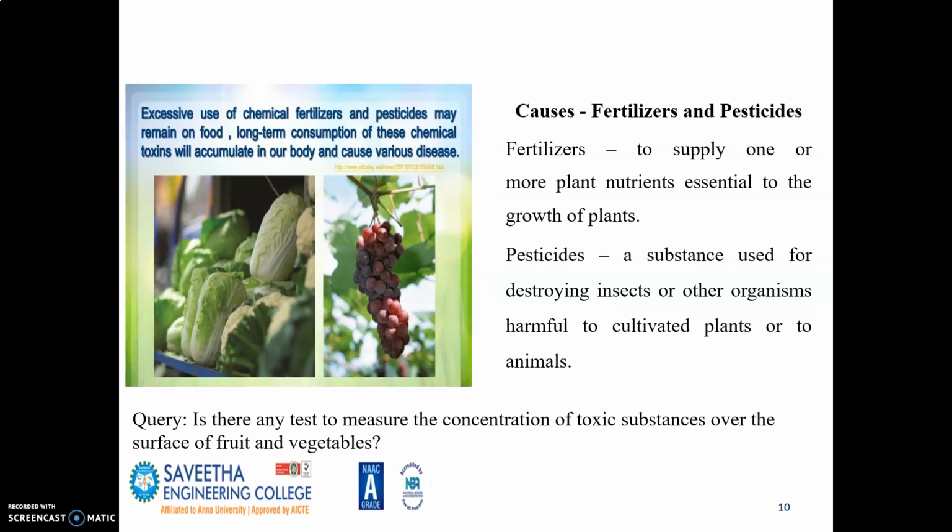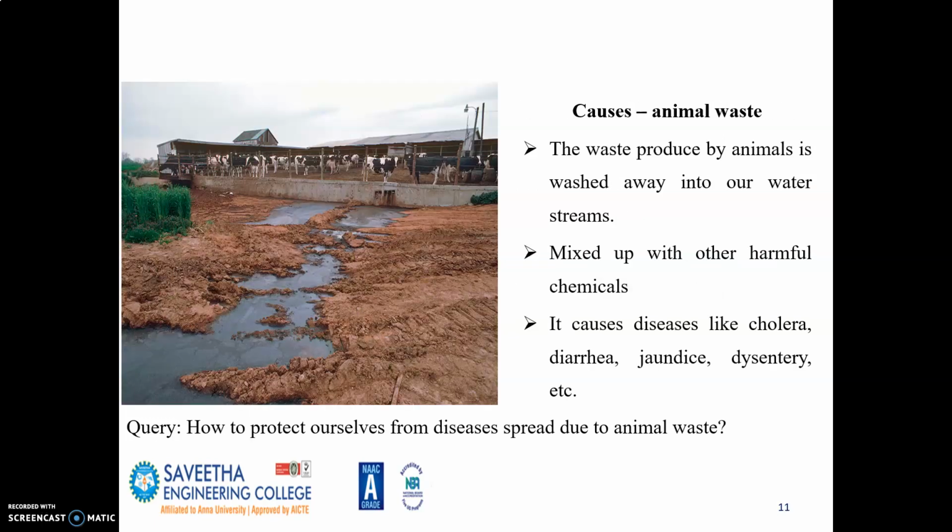The next thing is fertilizers and pesticides. These are the major issues related to water pollution. And then animal waste. There is no proper methodology for the disposal of animal waste, so they just keep on dumping it in a particular area, and it mixes with other harmful agents causing diseases such as cholera, diarrhea, jaundice, dysentery, and so on.